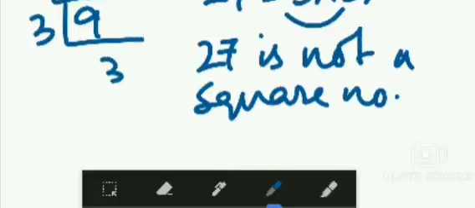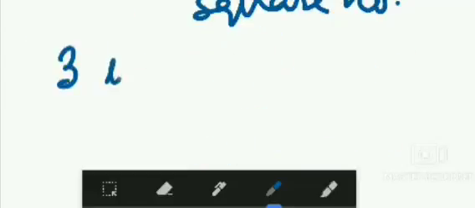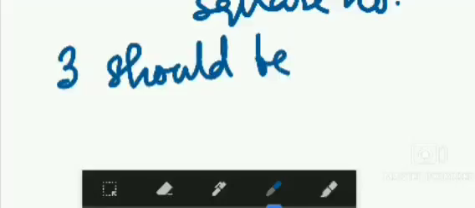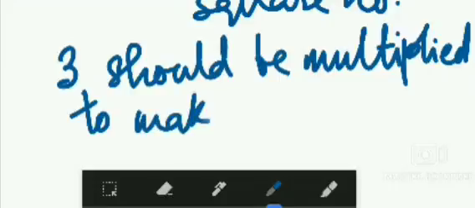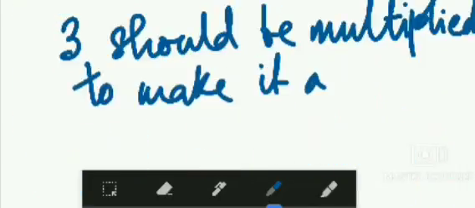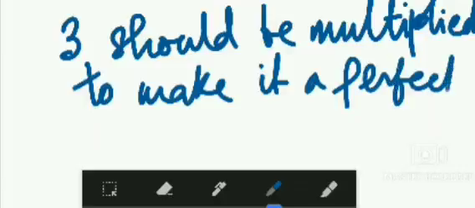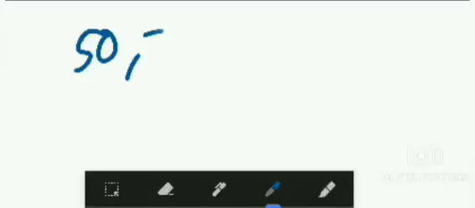27 is not a square number, and we need one more 3. So we have to write 3 should be multiplied to make it a perfect square. Okay, so write in this way. Similarly do the 50, 75 in this way, and 108, these are the same type.